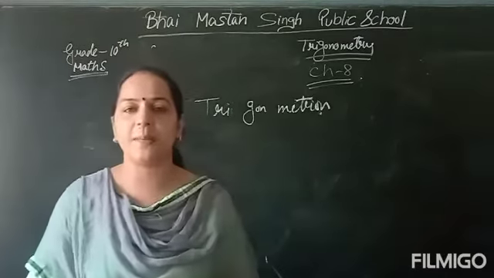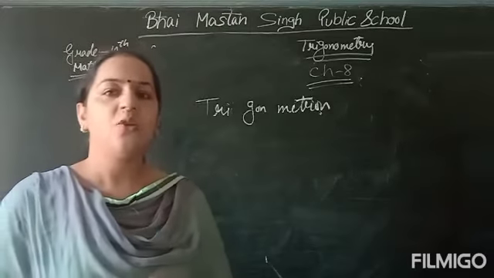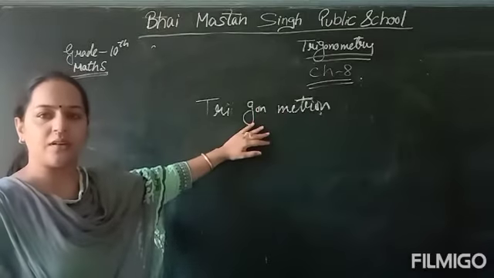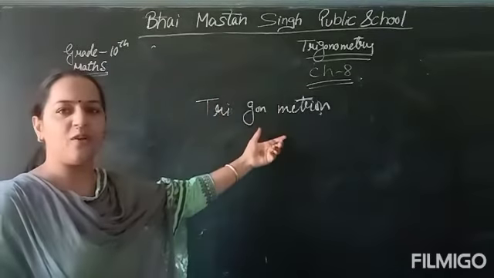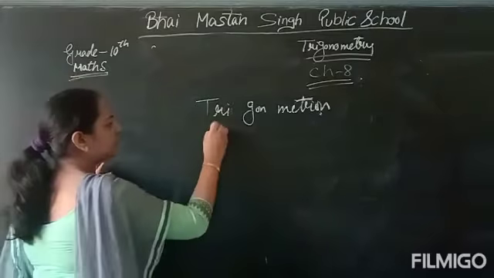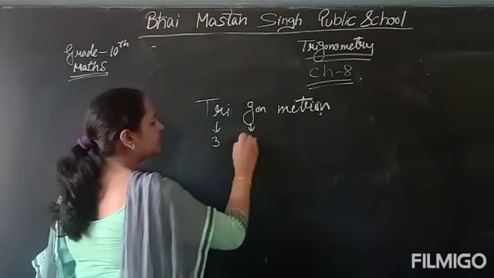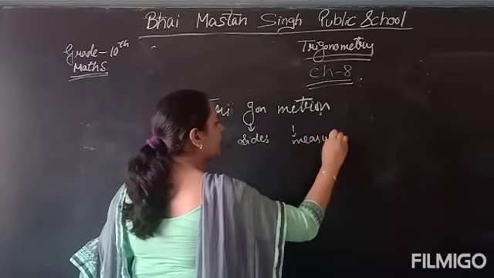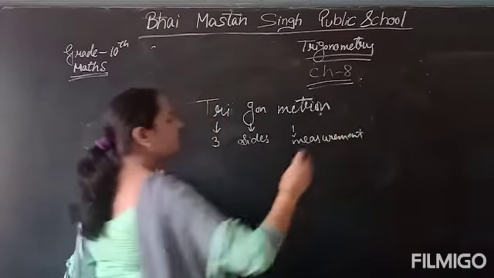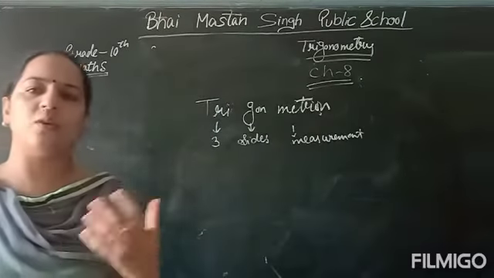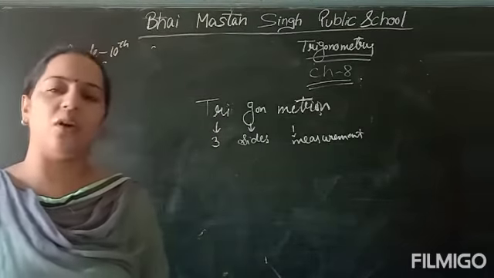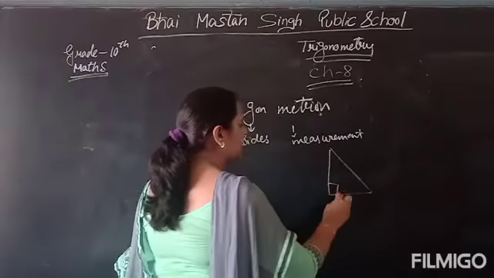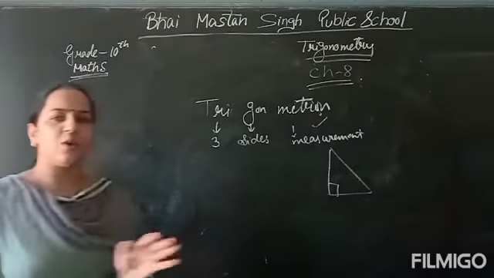We are going to start chapter number 8, which is trigonometry. What is the meaning of trigonometry? This name comes from the Greek words: tri means 3, gon means sides, metra means measurement. It means measurement of 3 sides is related to trigonometry. This is applicable only on a right angle triangle. If we have a right angle triangle, then we use this property.